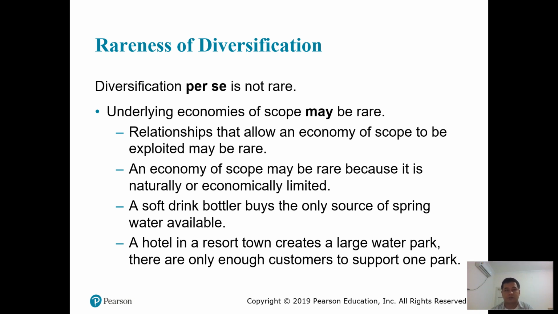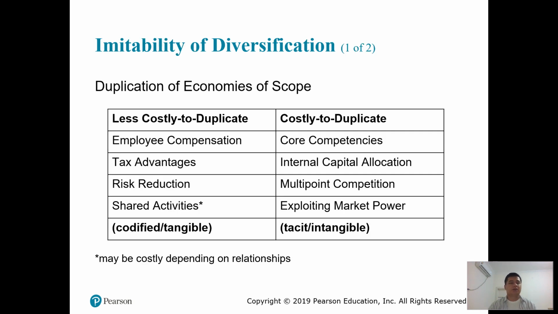A soft drink bottler buys the only source of spring water available. A hotel in a resort town creates a large water park. There are only enough customers to support one park. And then, duplication of economies of scope, in the case of imitability.